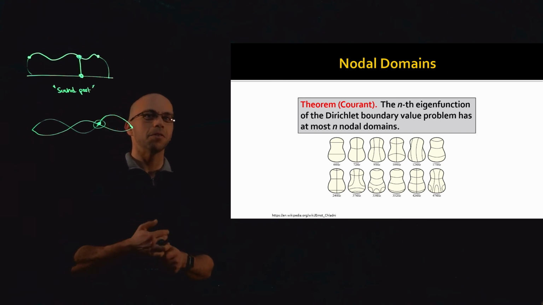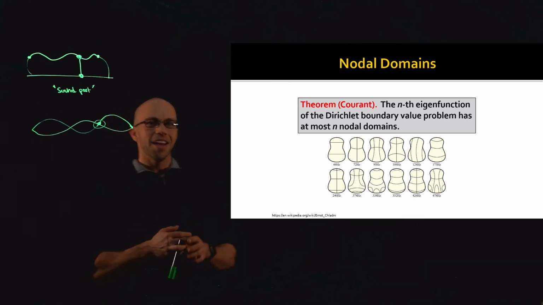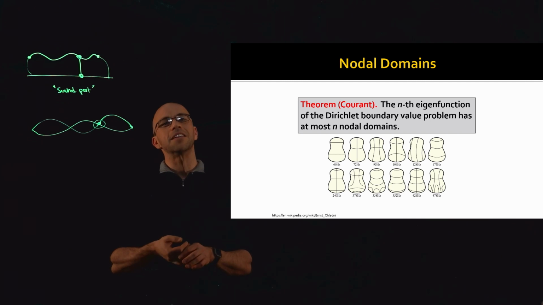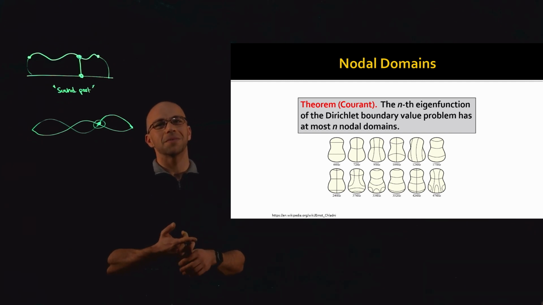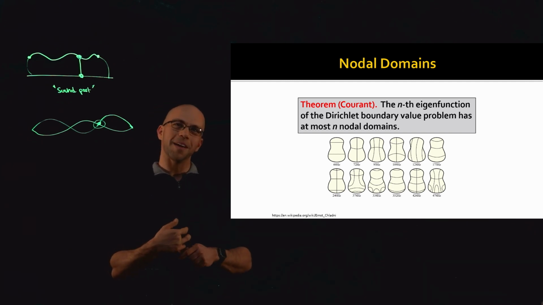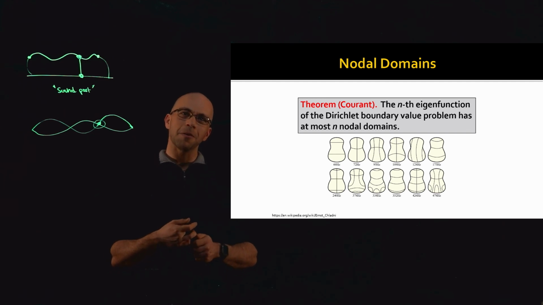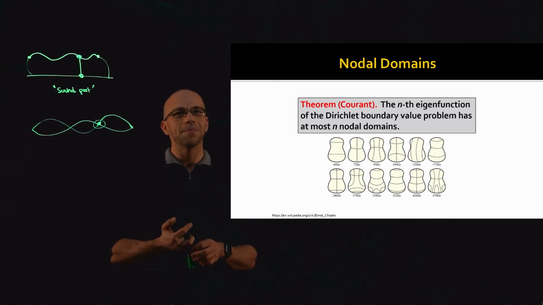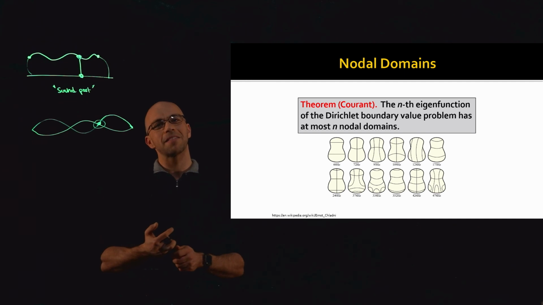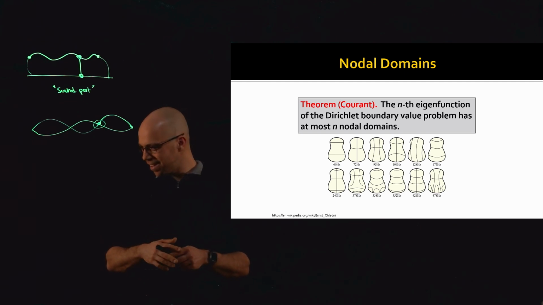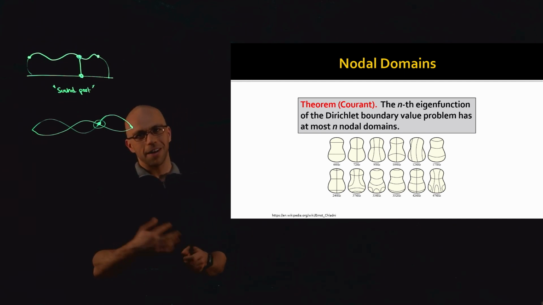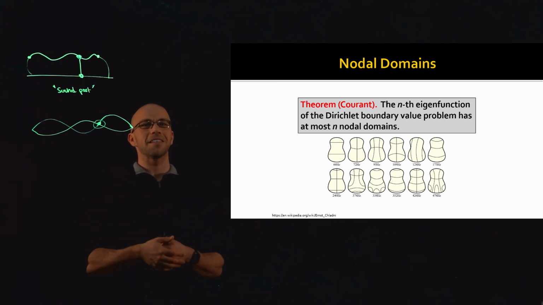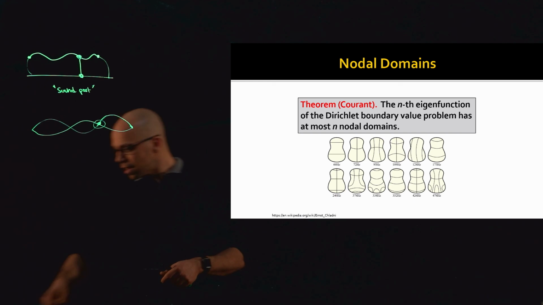A famous theorem due to Courant actually tells you the number of regions that the nodal domains cut your volume into, which is kind of cool. So the nth eigenfunction of the Dirichlet boundary value eigenvalue problem has at most n nodal domains. For instance, the second eigenfunction divides your surface into 2 pieces, at most, if you look at the 0 level set.